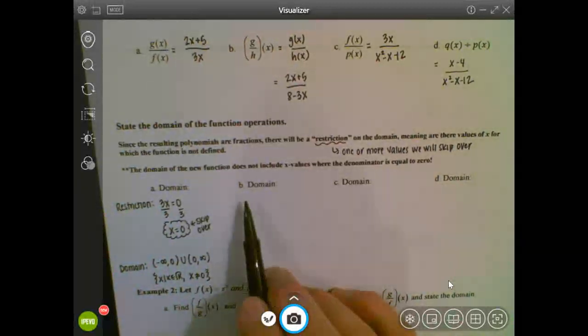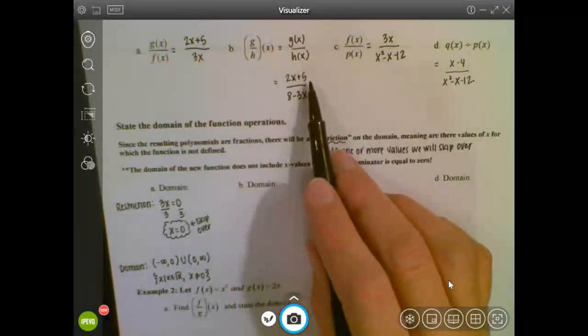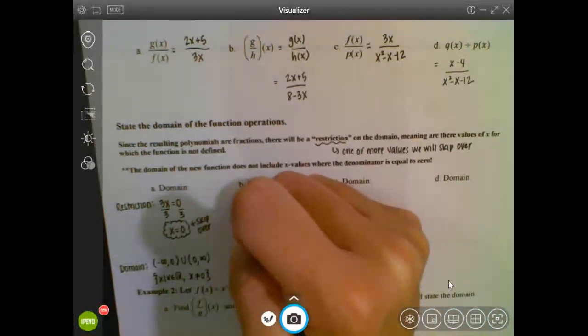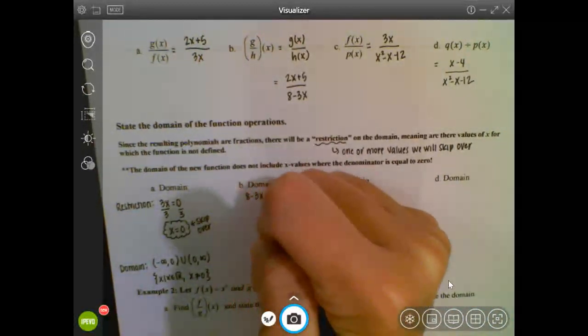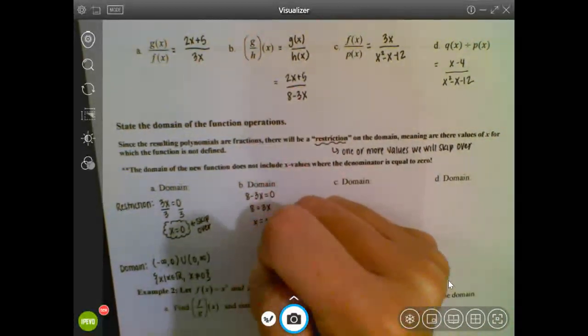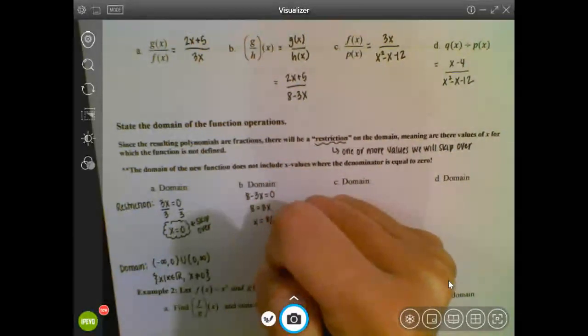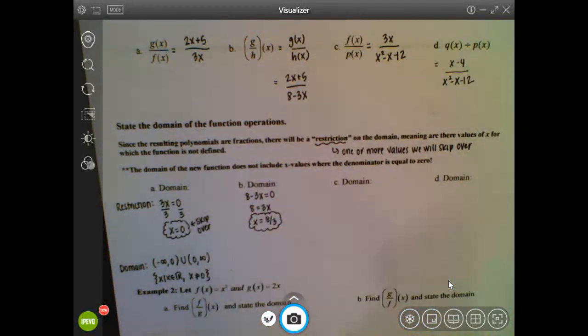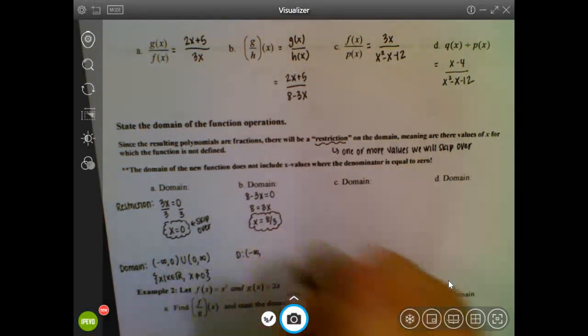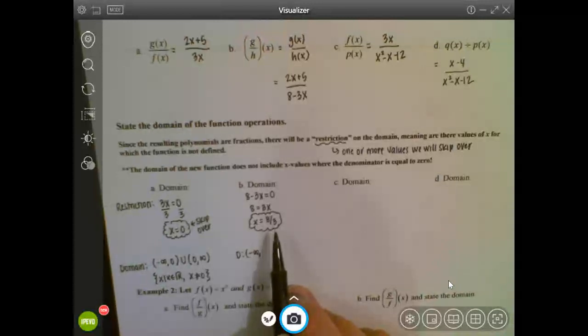Okay, so let's look at example B. So our example B up here was 2x plus 5 over 8 minus 3x. So my restriction is going to be where 8 minus 3x is equal to 0. So that will be 8 is equal to 3x, and that's going to give me x is equal to 8/3. So again, this is going to be the value that I'm going to skip over in my domain. So my domain is going to be all real numbers, so negative infinity to positive infinity, except for this 8/3.